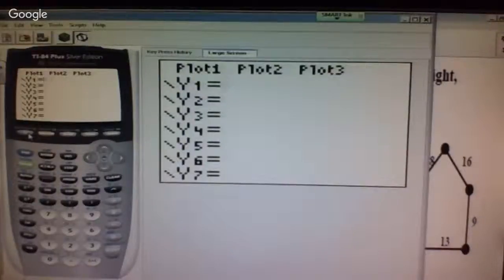Okay. In y equals, I need you to put the equation.